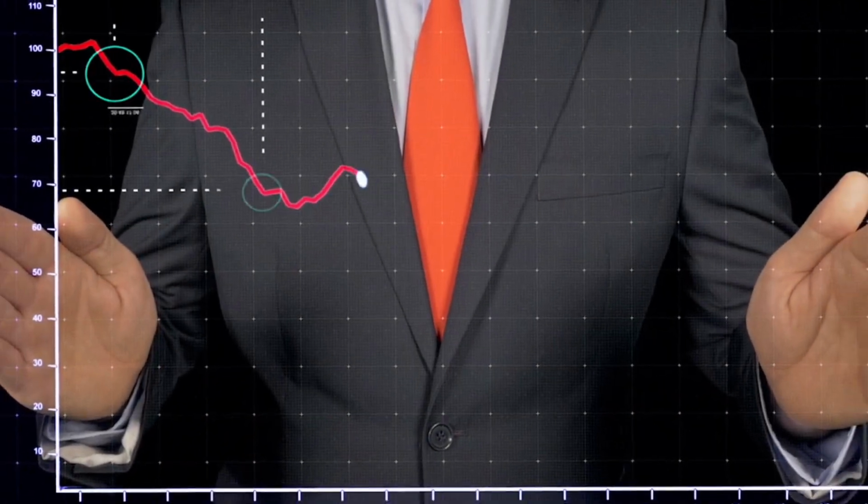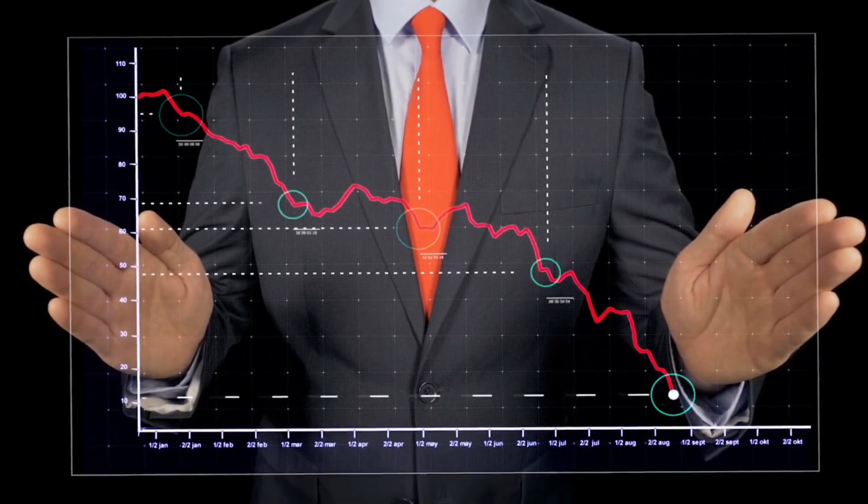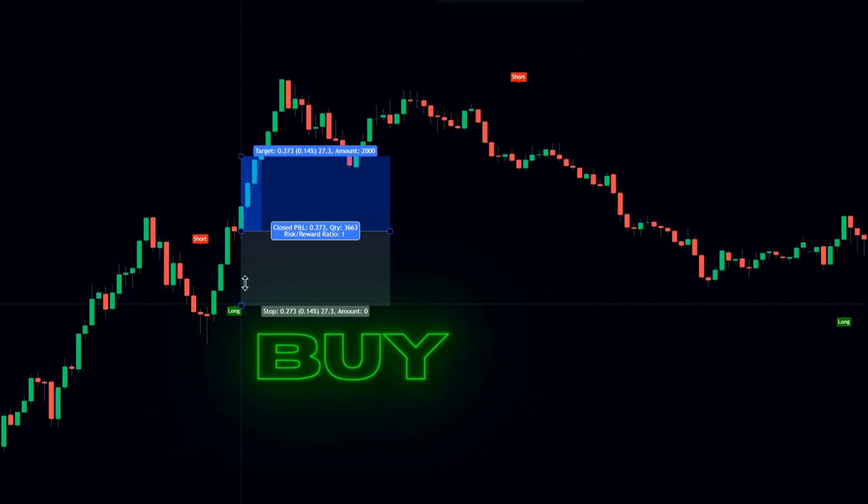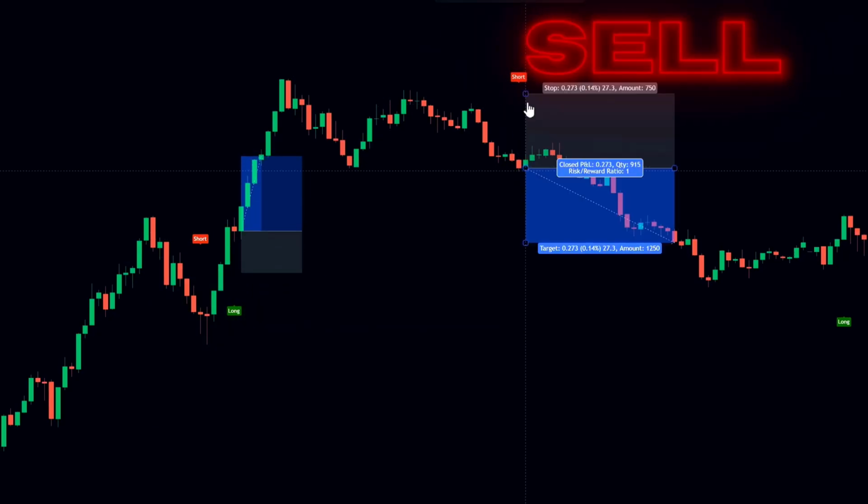Yes, buy-sell indicators. Don't we all love them? They tell you when to buy, so you buy. They tell you when to sell, so you sell. But here's the thing. Most of these indicators throw out a ton of false signals.